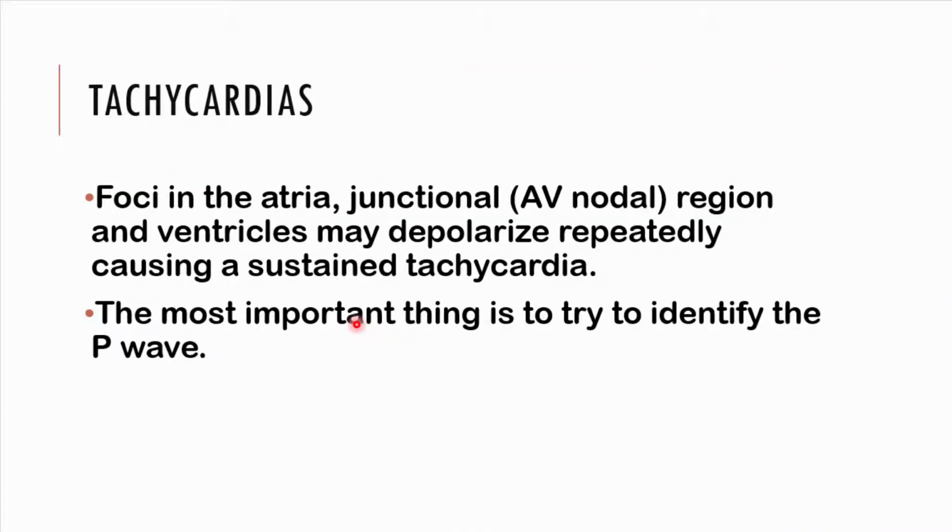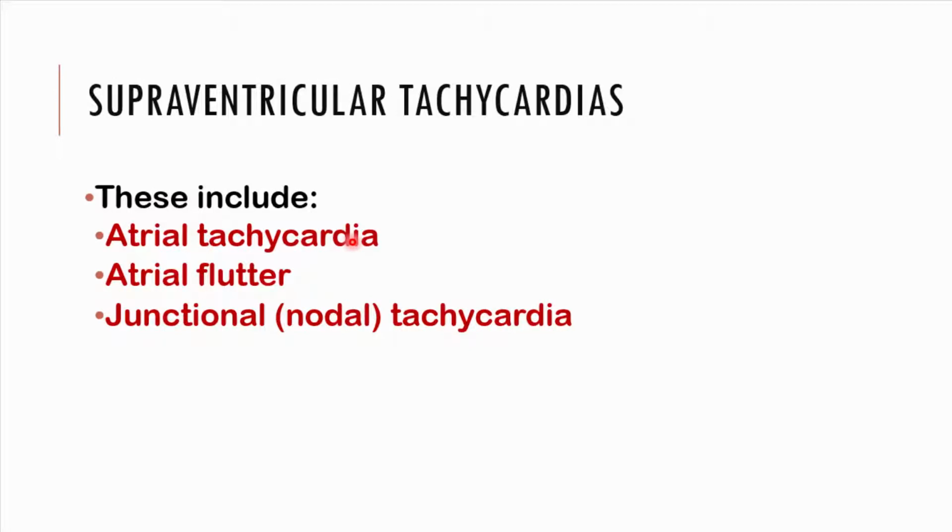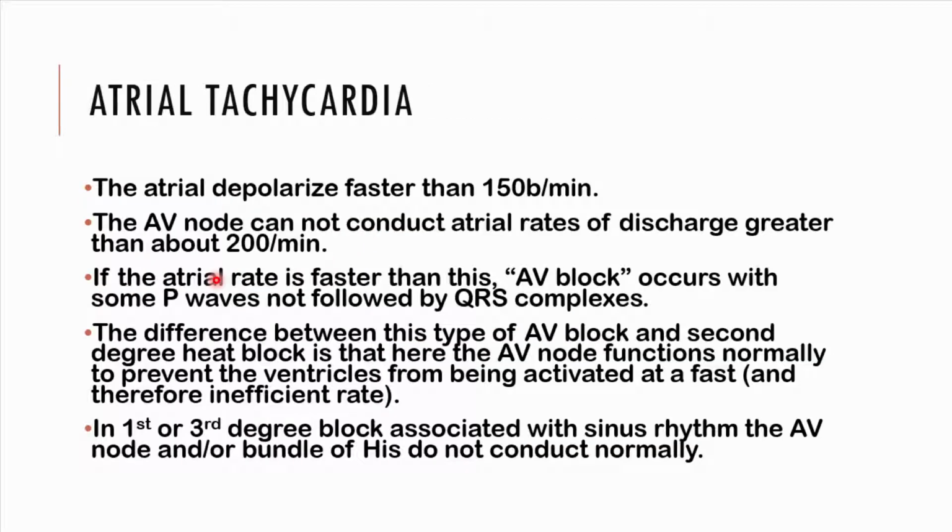So in this review lecture video, we'll look at the tachycardias. Remember that these are foci that could arise from the atria, they could arise from the AV node, they could arise from the ventricles, and they're going to be causing a repeated depolarization that leads to a sustained tachycardia. The most important thing is to try and identify the P waves in these types of tachycardias. So we have supraventricular tachycardias, which could be atrial tachycardias, atrial flutter, as well as junctional tachycardia, which we shall talk about shortly. With atrial tachycardia, here the atrium depolarizes faster than 150 beats per minute.